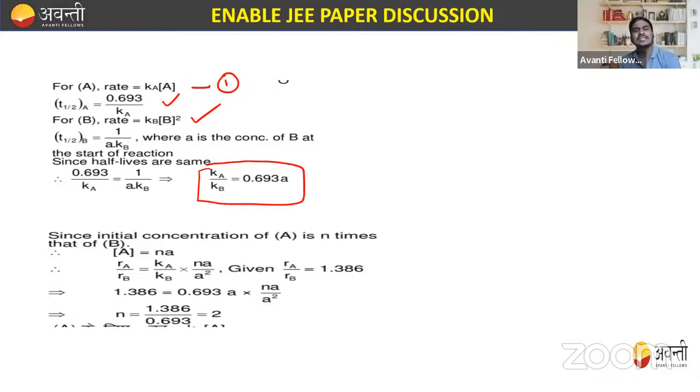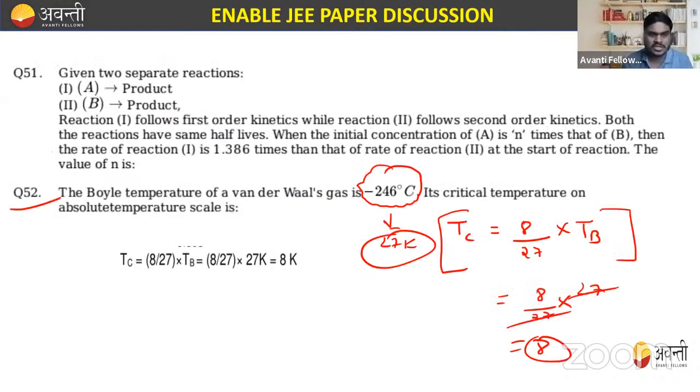Now, since the initial concentration of A is n times that of B, that is, the initial concentration of A was n times B, that is n a. So Ra upon Rb is equal to Ka upon Kb into n a upon a squared, and given this Ra upon Rb is what? That is 1.386. This is already given. So just put the value and you can easily calculate the factor n here. So here n comes out to be 2. So what is the n here, beta? 2.